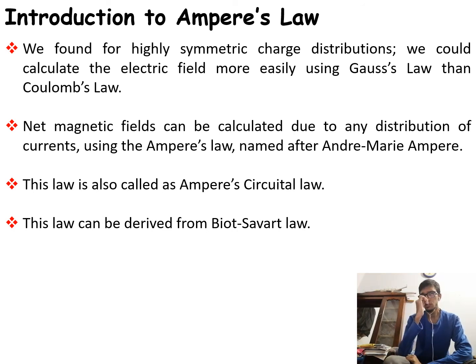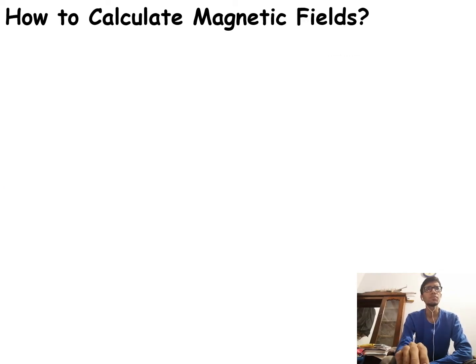And this law can also be derived from a more general formalism of magnetostatics, that is the Biot-Savart law. We will study the Biot-Savart law in future sessions. So let's see what Ampere's law is and how to calculate the magnetic field.